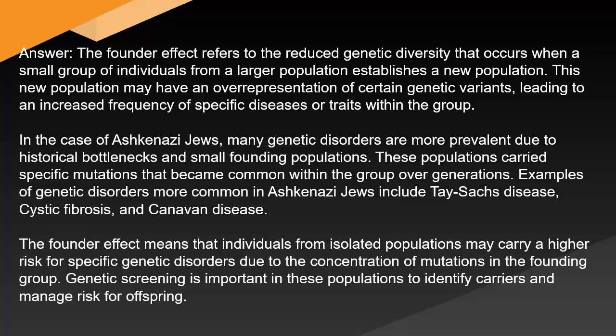This new population may have an overrepresentation of certain genetic variants, leading to an increased frequency of specific diseases or traits within the group. In the case of Ashkenazi Jews, many genetic disorders are more prevalent due to historical bottlenecks and small founding populations. These populations carried specific mutations that became common within the group over generations. Examples of genetic disorders more common in Ashkenazi Jews include Tay-Sachs disease, cystic fibrosis, and Canavan disease.